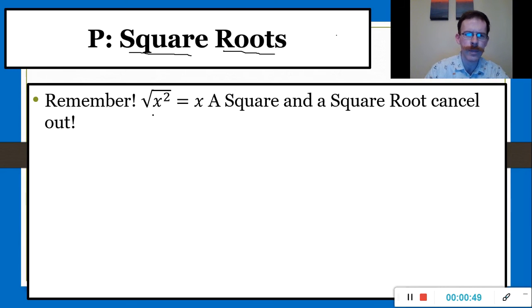One thing I definitely want to emphasize is that a square and a square root cancel each other out. They are inverse operations. If I multiply something by itself to get it larger, like x times x gives me x squared, then that's squaring something, increasing its exponential power, and a square root is its inverse. I am decreasing its exponential power.